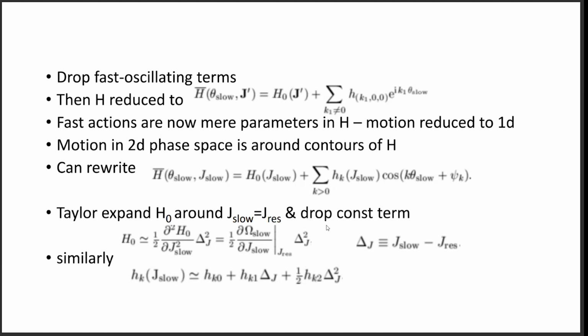I get rid of the constant because who cares about a constant Hamiltonian? It doesn't create any motion. I get rid of the first term because the coefficient of delta J in the Taylor series is omega slow on resonance, which vanishes by construction. And so this is my approximation through second order in delta J. This is my approximation to the slow Hamiltonian. It's simply a quadratic in delta J, how far I am from the resonance.